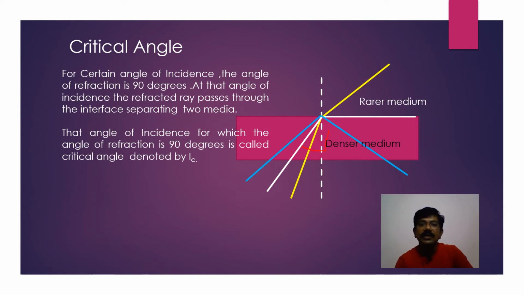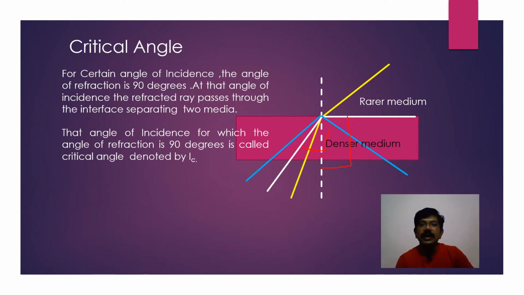This angle of incident for which the angle of refraction is 90 degrees is known as the critical angle. So for a certain angle of incident, the angle of refraction is 90 degrees. At that angle of incident, the refracted ray passes along the interface separating the two media. That angle of incident for which the angle of refraction is 90 degrees is called the critical angle and is denoted by ic.